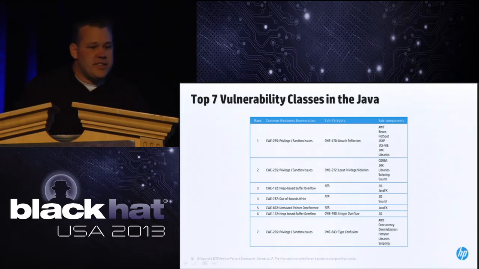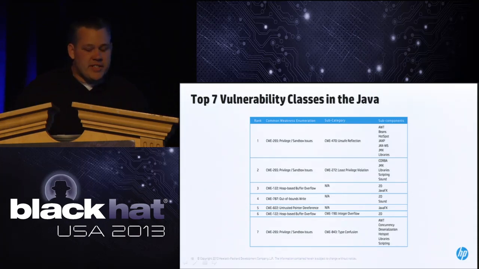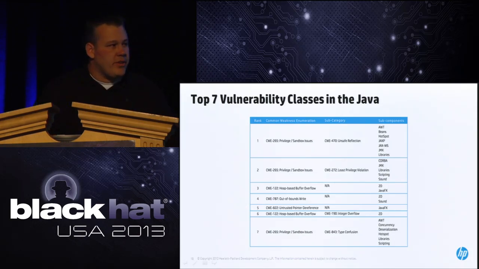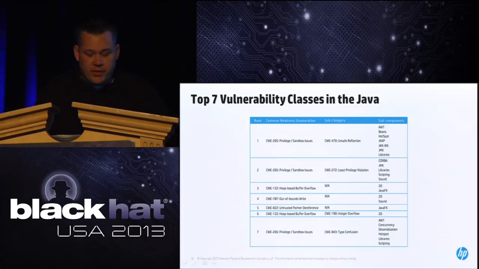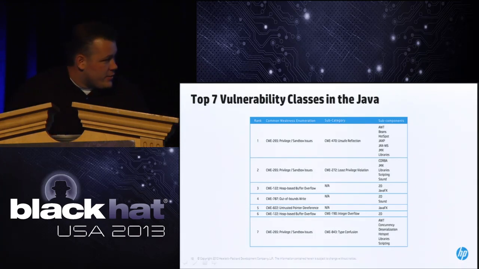Number 1 being the unsafe reflection style of sandbox bypass, and they're most popular actually in the library subcomponent. The next is the least privilege violation, again most popular in the library subcomponent, followed by 2 classic memory corruption issues. We have the heap-based buffer overflow and the out-of-bounds write, followed by untrusted pointer dereferencing in the JavaFX component, which is actually my favorite style of bug in Java. I don't know why they exist, but they do.